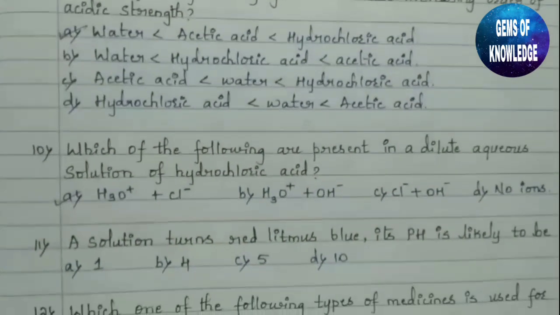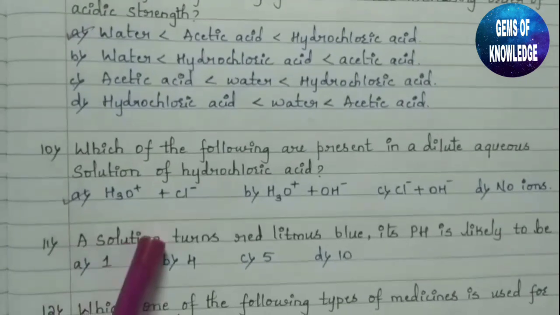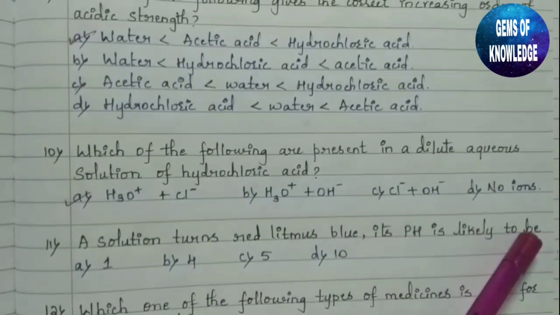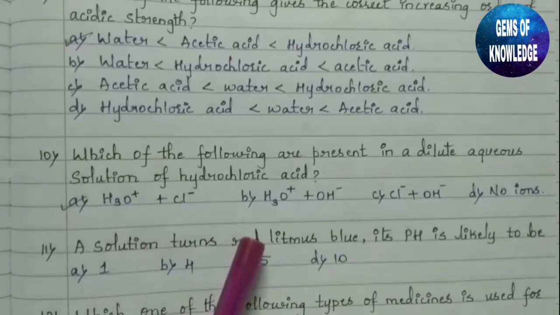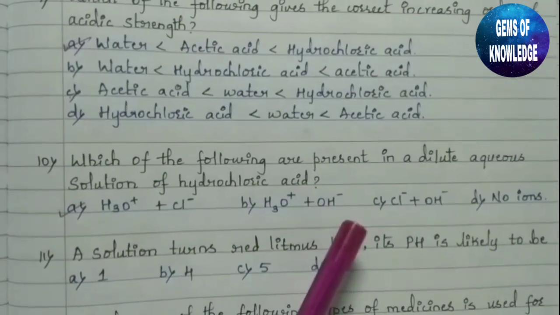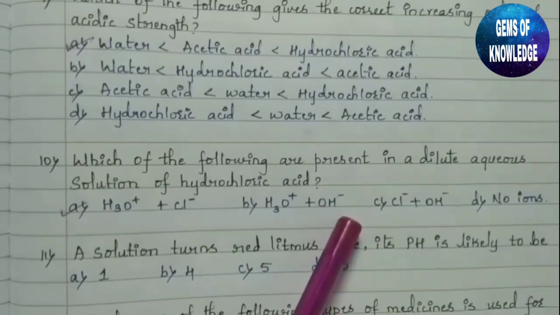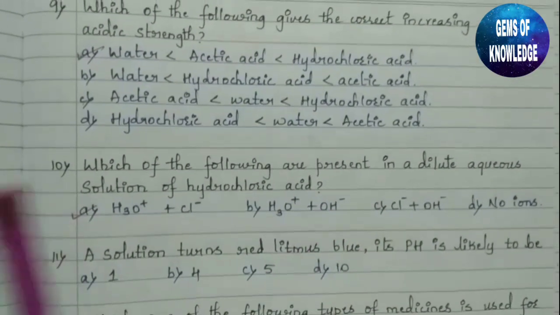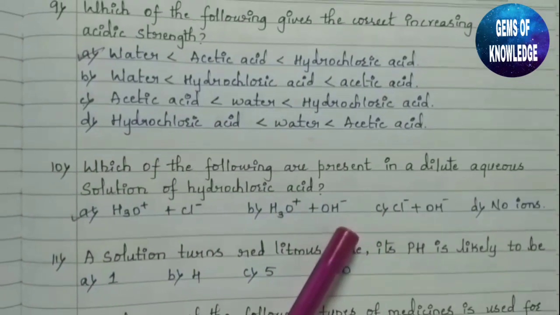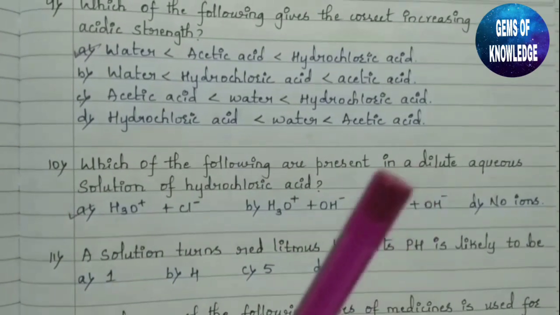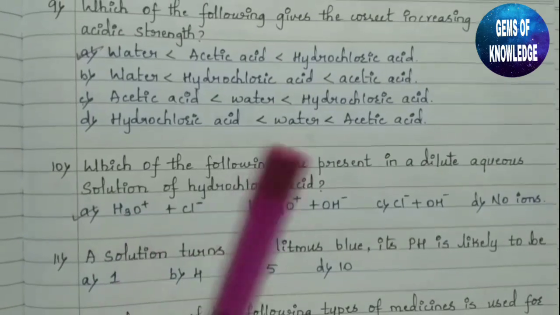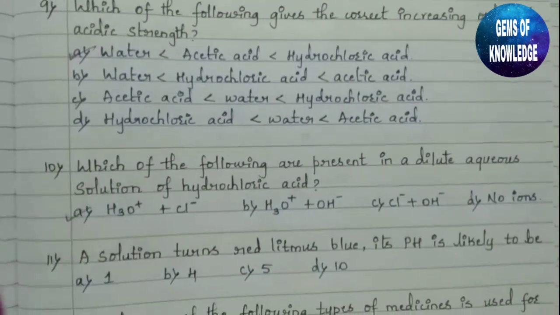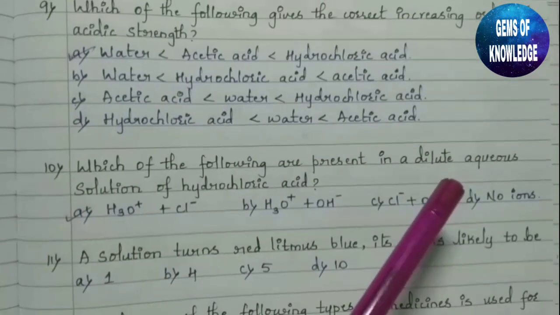Okay. Next, 11th one, a solution turns red litmus blue. Its pH is likely to be, when the solution turns red litmus to blue, it means the solution has to be base, not an acid. When it is acid, it will turn blue litmus to red. So you can identify it by the danger color, that is red. It means it is acid. If it turns red, it is acid. If it turns blue, it is base.